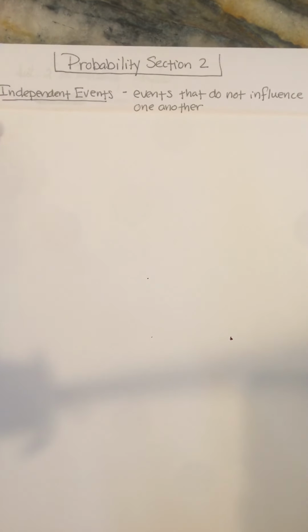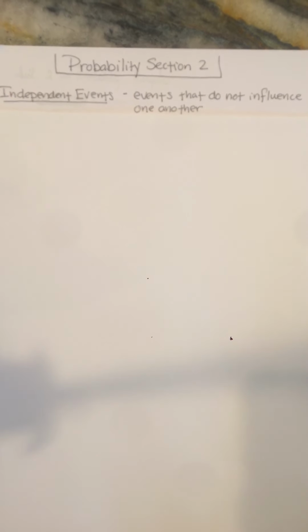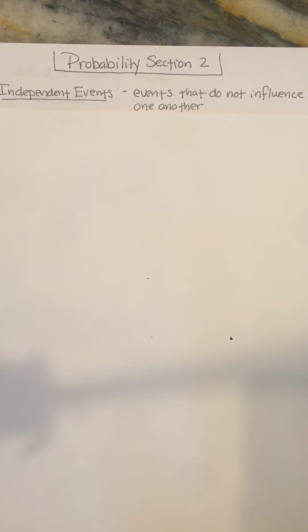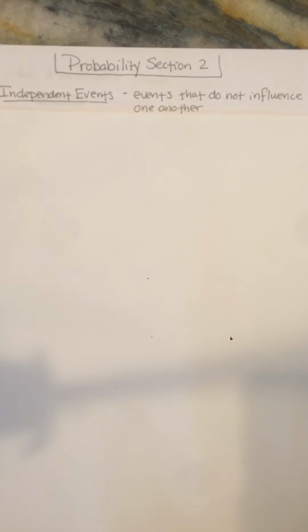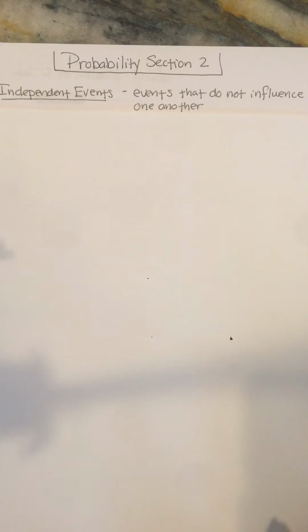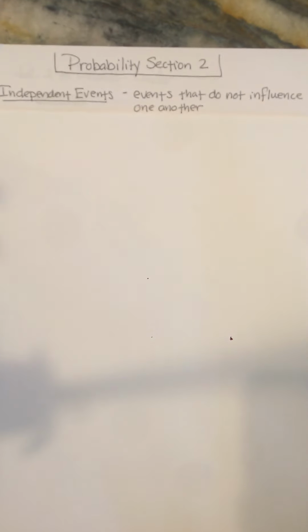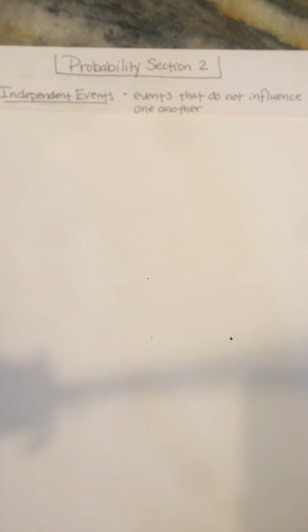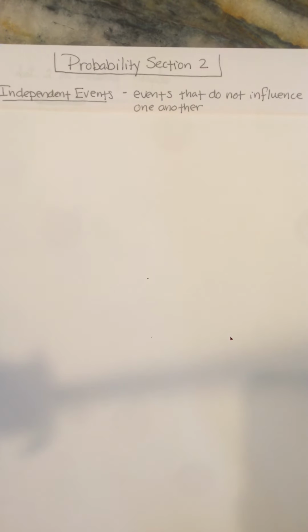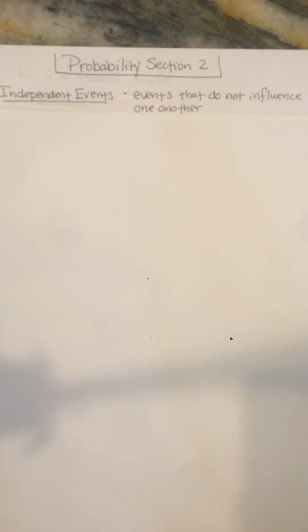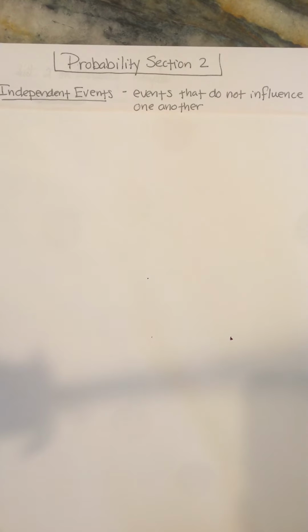Okay, so we're going to talk about independent events today. Independent events are events that do not have any influence over one another. For example, if my cat barfed today and you did your homework, those two events would have no influence because you don't know my cat. And that wouldn't affect whether or not you did your work anyway. So that's just a silly example.